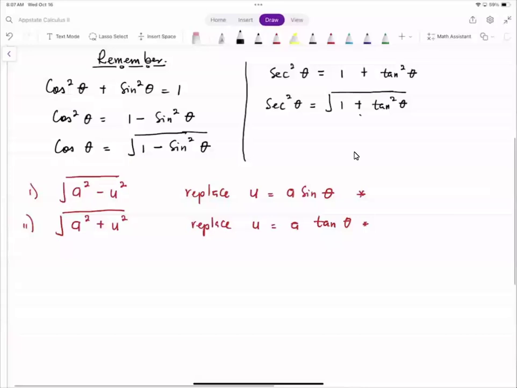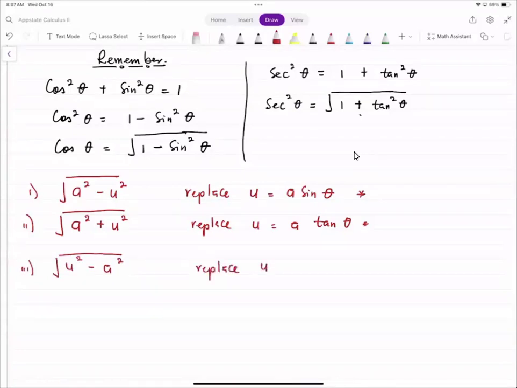And then let's look at the last expression. The last expression is when you have u squared minus a squared. So here we replace u with a sec theta.